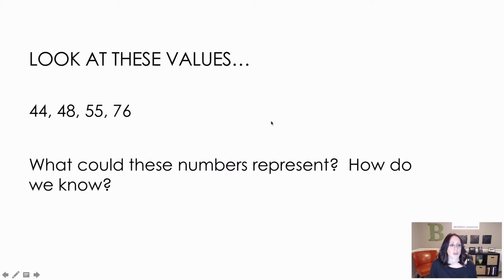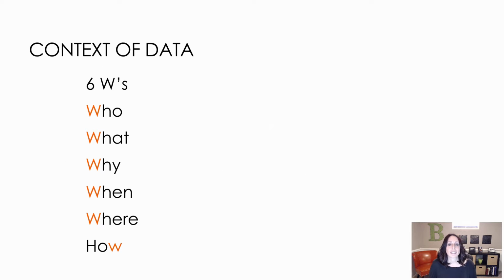So looking at these values, 44, 48, 55, 76, what do we know about them? Nothing. We don't know what they represent. We don't know why we recorded them, when we recorded them. So it's important that we know that in order to be able to make inferences or make decisions based on that data. So the context of the data has 6 parts.